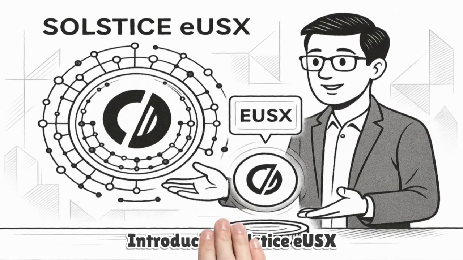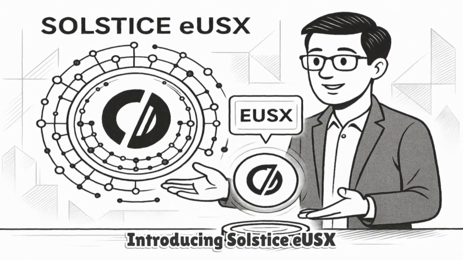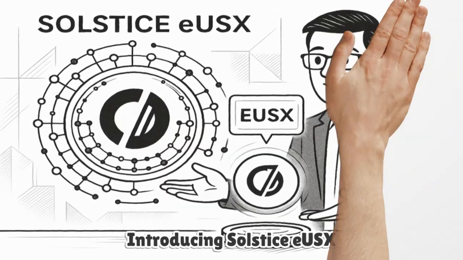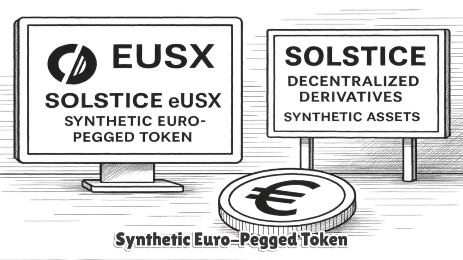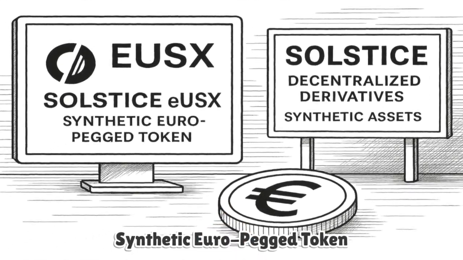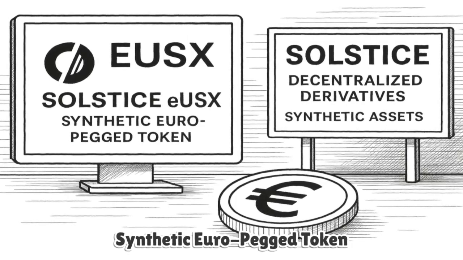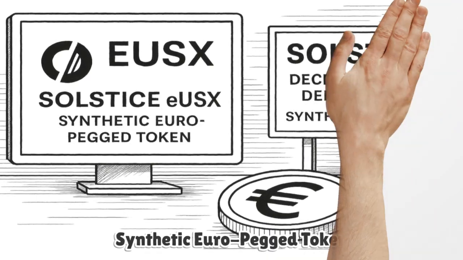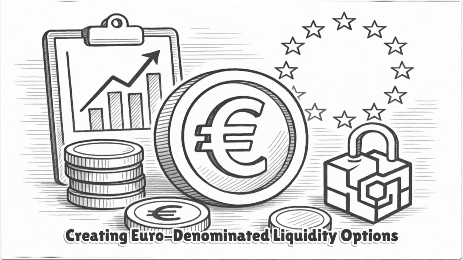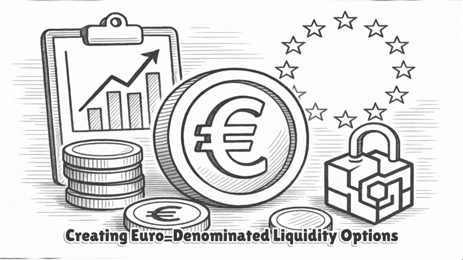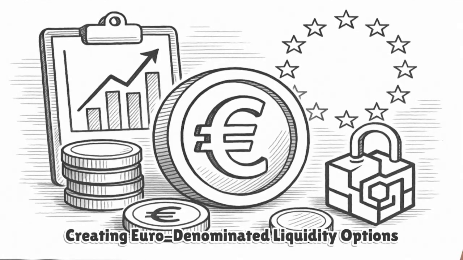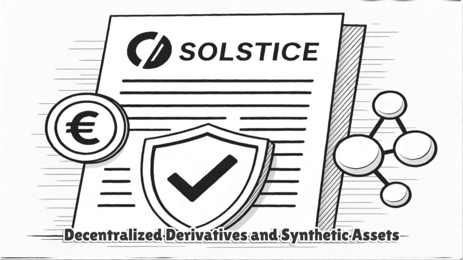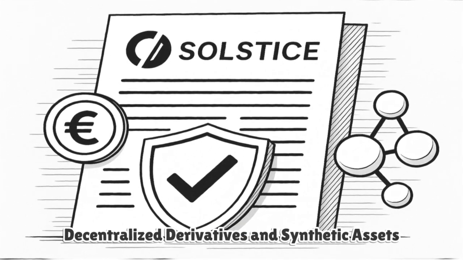Solstice eUSX, trading under the ticker eUSX, is a newly launched digital asset built around the concept of synthetic stable value exposure. According to the project's documentation, eUSX is positioned as a synthetic euro-pegged token designed to operate within the Solstice ecosystem, a platform focused on decentralized derivatives and synthetic asset issuance. The goal is to create euro-denominated liquidity options for users who want exposure to European currency values within a blockchain environment. The Solstice platform aims to provide synthetic currencies and stable value assets using overcollateralization and transparent on-chain issuance.